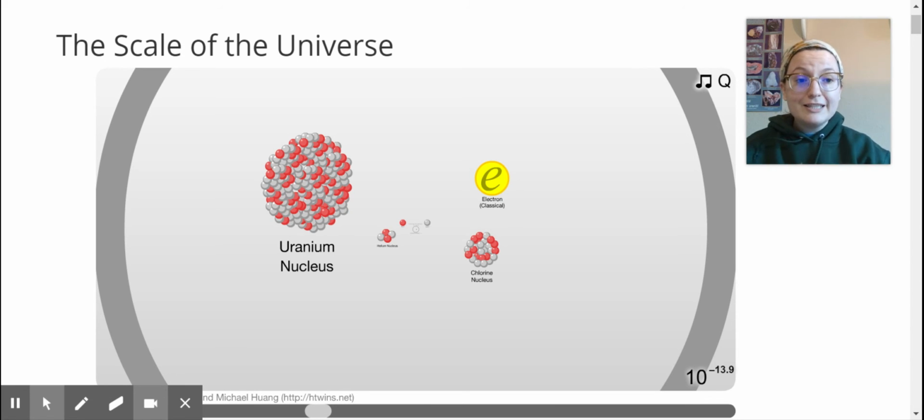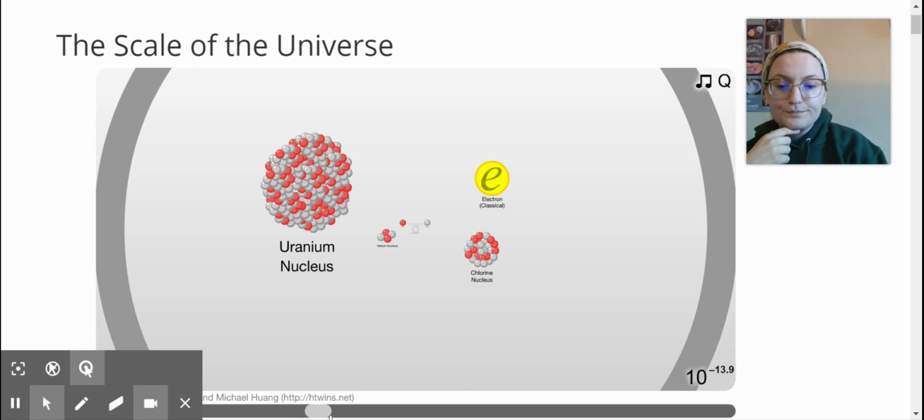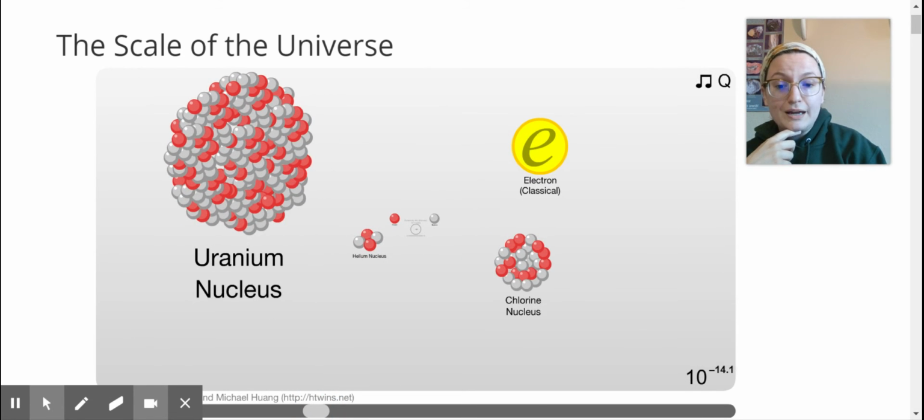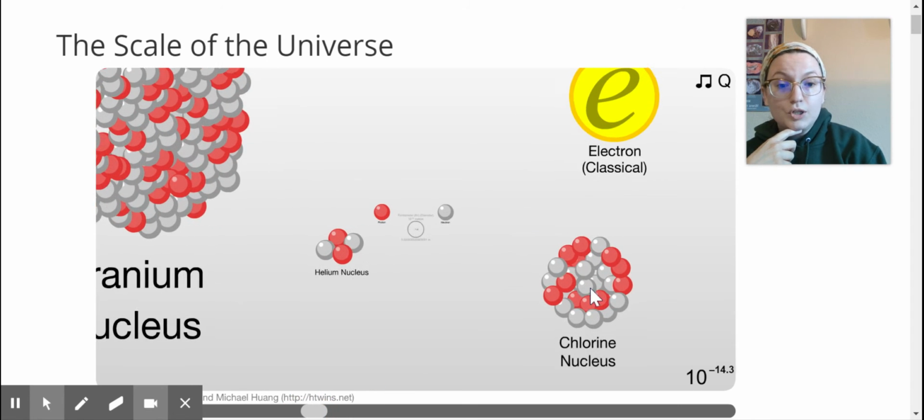The difference in size between an atom and the nucleus is actually huge because most of the size of an atom isn't made up of the nucleus. It's made up of empty space where electrons are flying around. So there's our nuclei for uranium. That's a huge atom. Nuclei for chlorine.